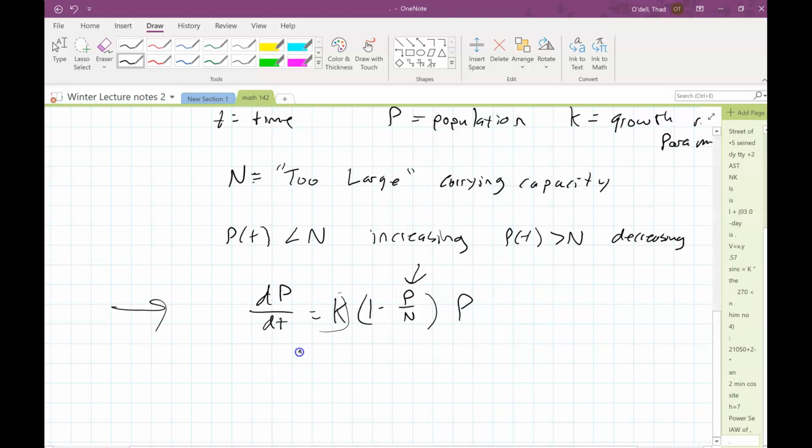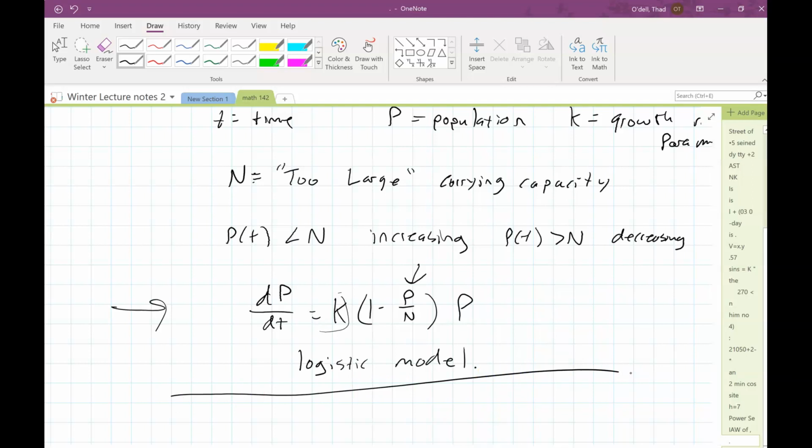This is called the logistic model, because I guess it's taking into account the logistics that rabbits have to eat. Okay, that was informative, and we feel like we're getting closer to the idea of how rabbits populate the earth.